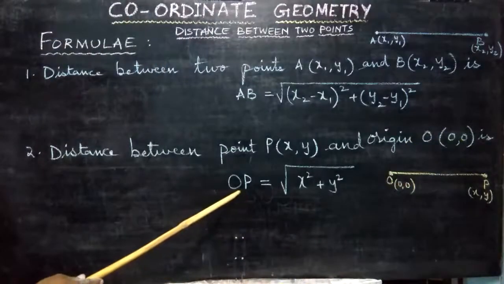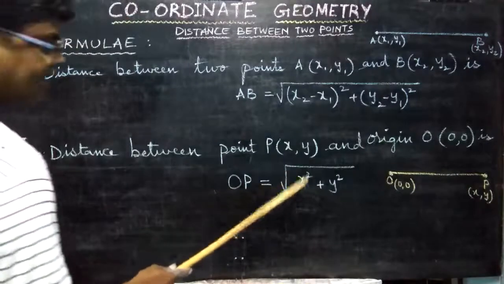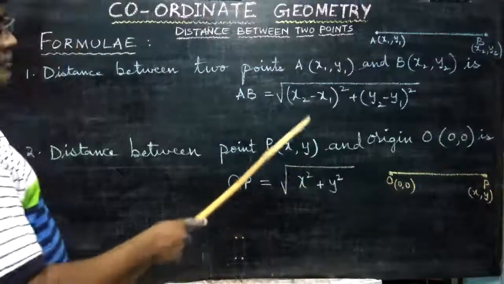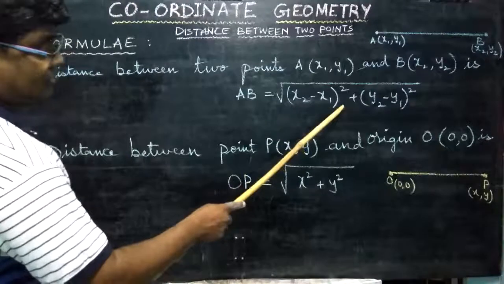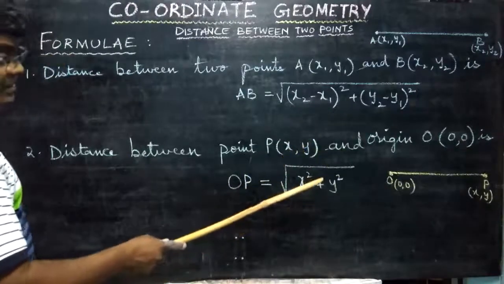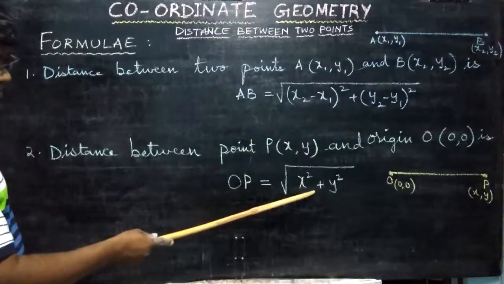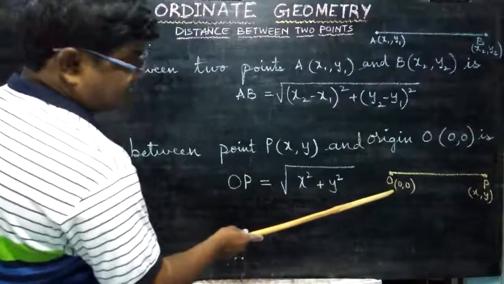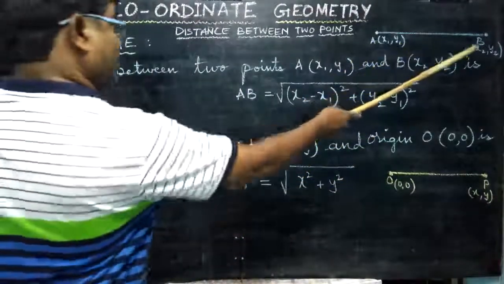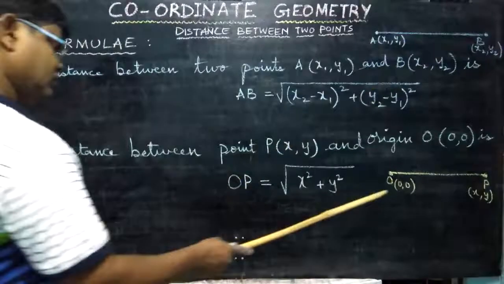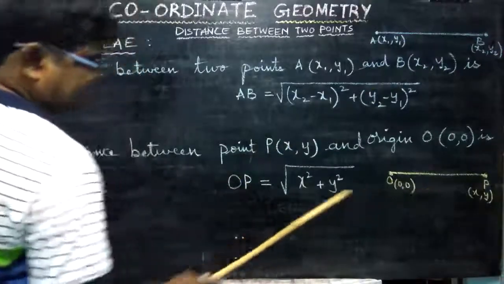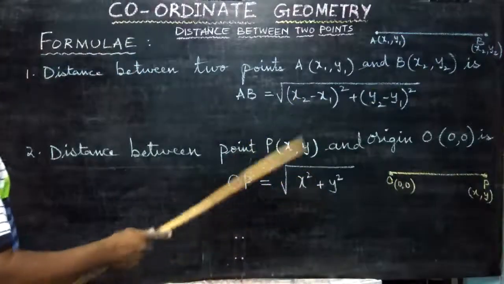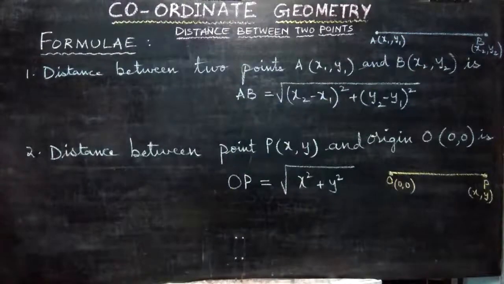Very simple. OP is equal to square root of x square plus y square. By mistake, if you use the other formula, the same answer comes. That is the lengthy procedure, and this is the shortcut procedure. When you see origin, when out of 2 points one is origin, use this formula. So read and learn by heart these two formulas. The whole exercise follows these formulas.